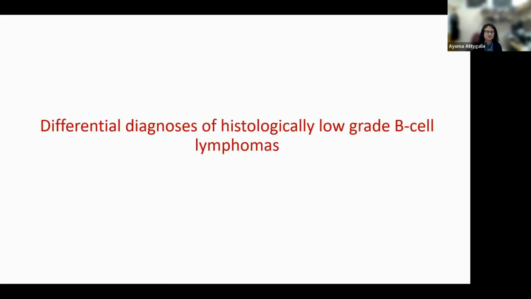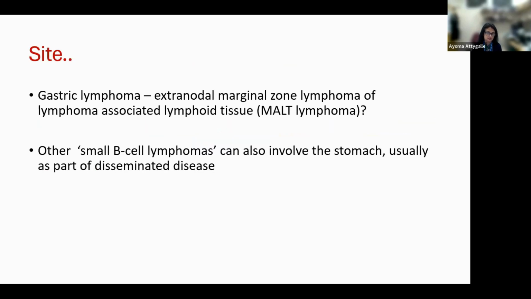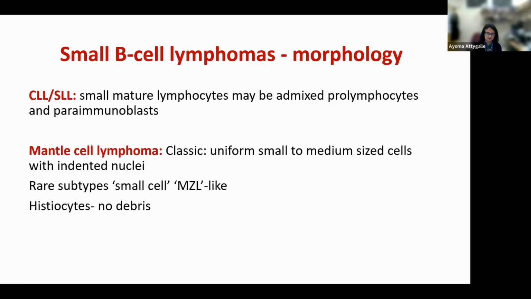So the differential diagnosis would be of histologically low-grade B-cell lymphomas. Because the site is gastric, you have to consider an extranodal marginal zone lymphoma of mucosa-associated lymphoid tissue. I'm sorry, there's another typo here. So it's mucosa-associated lymphoid tissue. I'll correct this when I send you the PDF copy. Or MALT lymphoma. Then other small B-cell lymphomas can also involve the stomach, usually as part of disseminated disease.